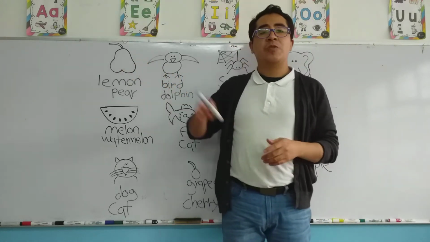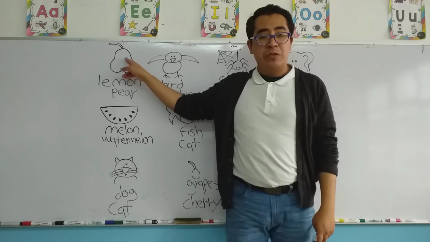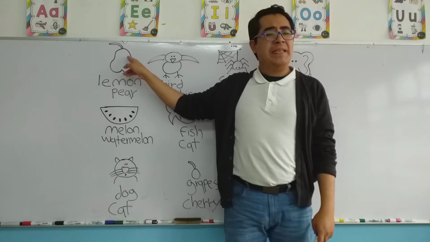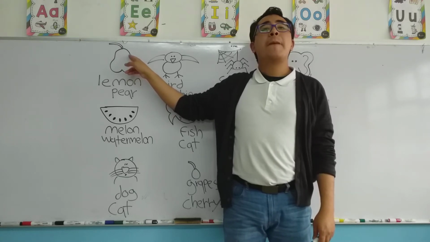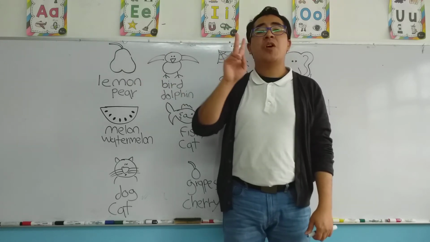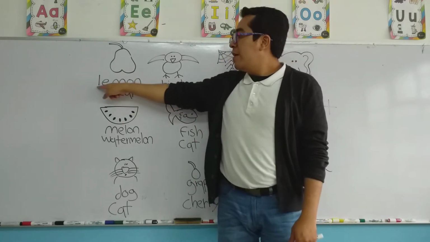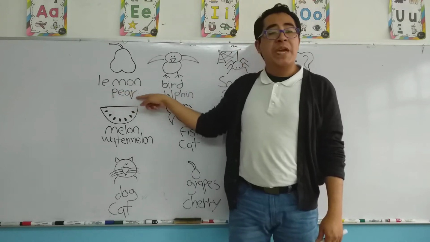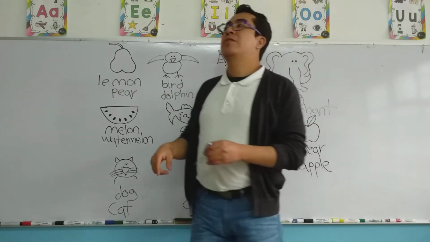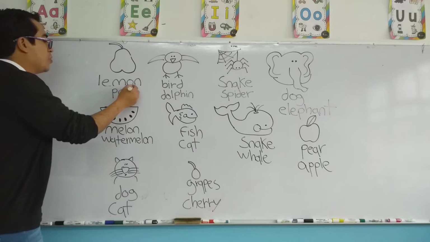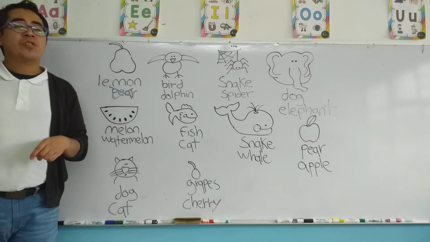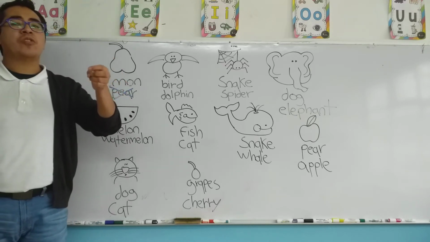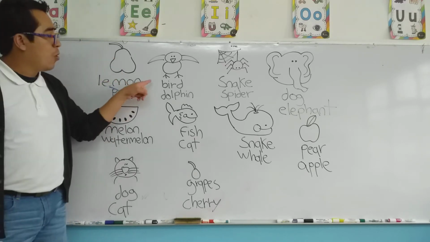The first picture, we have a fruit. Now, what is it? Do you remember what's the name of this fruit? Pear. Very good. So, we have two options, lemon or pear. You said pear, so it's the number 2, the one that is under, la que se encuentra abajo. So, I'm going to say it like that so you can understand it better.